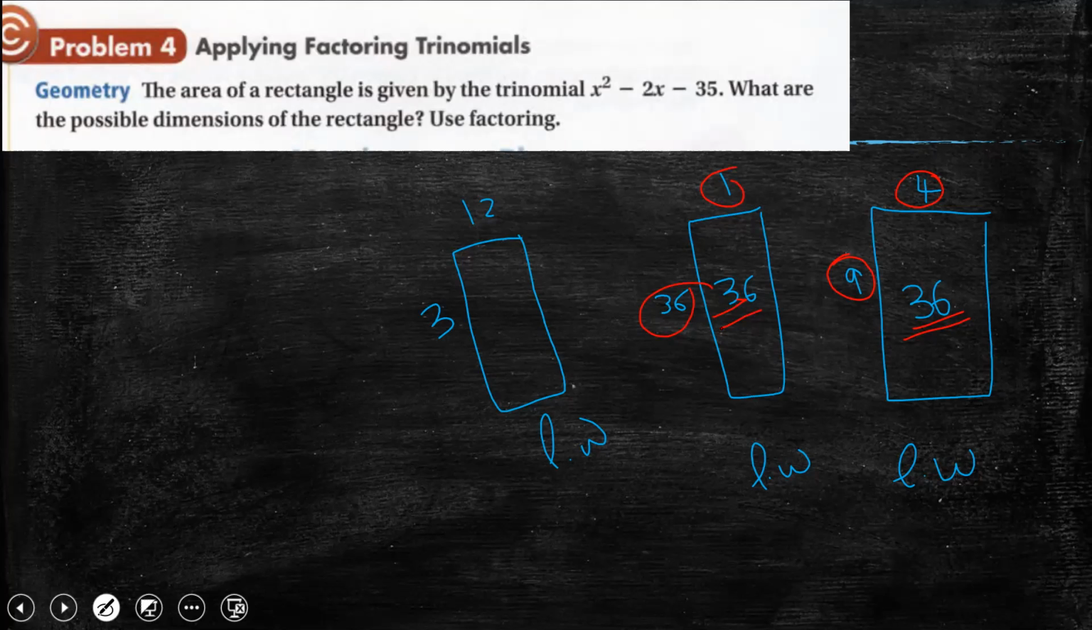Here, in the expressions, the area is not 36, it's x squared minus 2x minus 35. This is the area of the rectangle. I want you to put all the possible dimensions. To write all the possible dimensions, you have to use factoring, like how we factorized 36 as 4 and 9, and 1 and 36. Here also, in the trinomial, we have to factorize it.